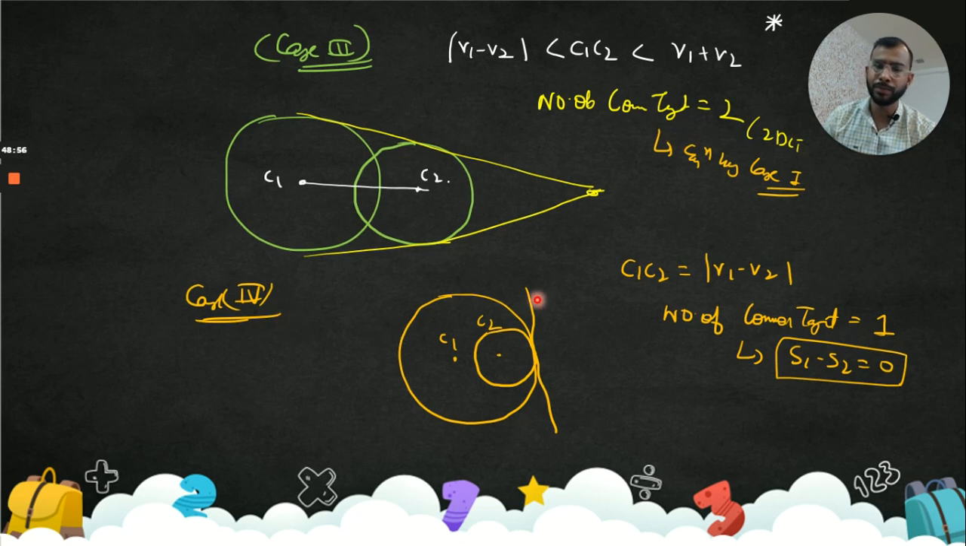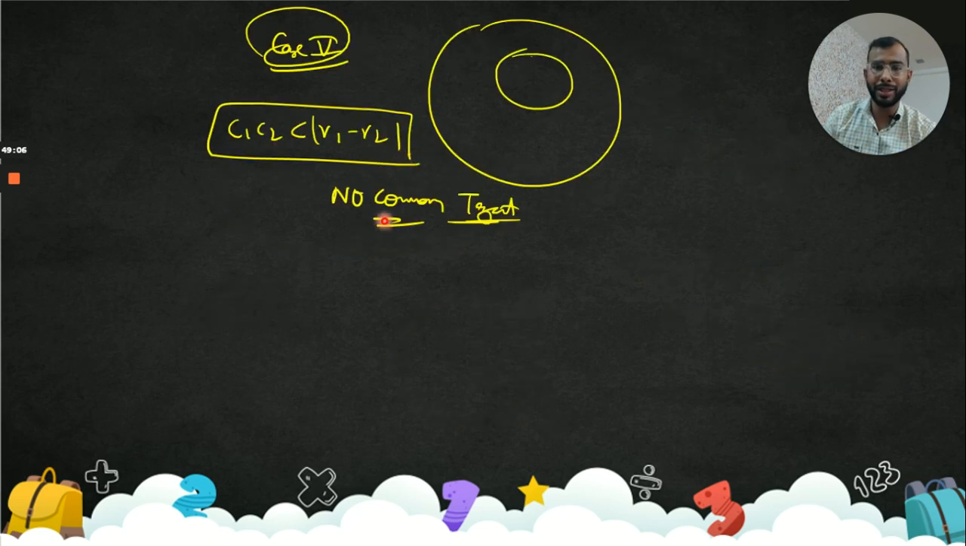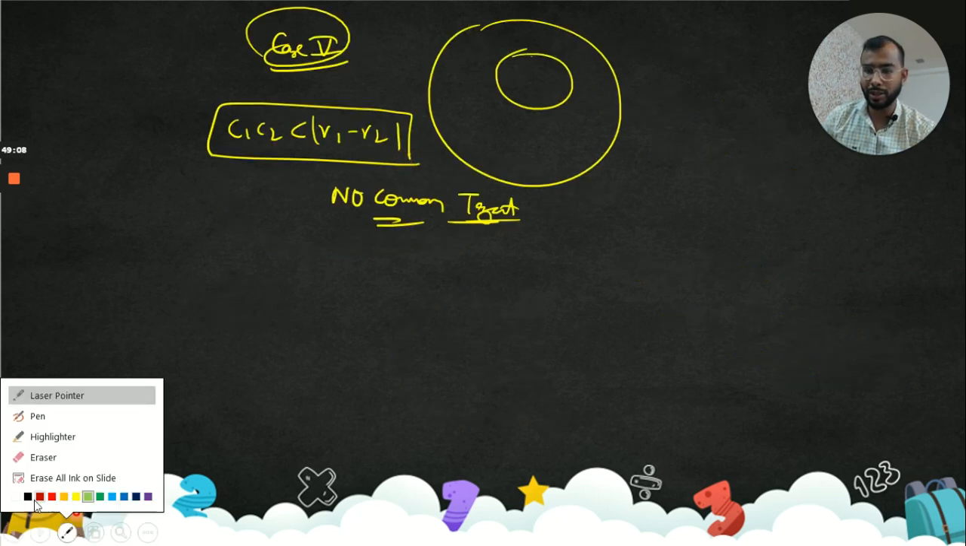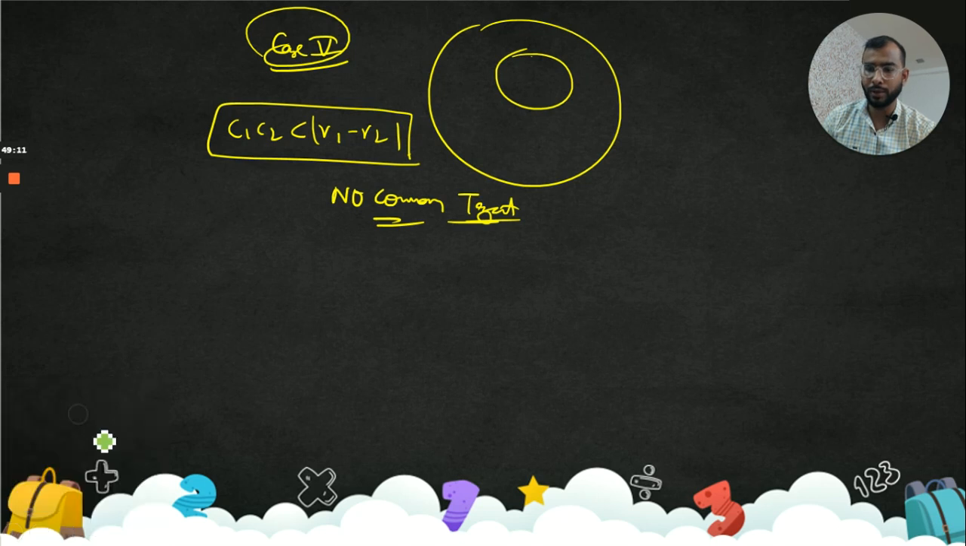Case 4, S1 minus S2 is 0. C1 C2 is equal to R1 minus R2 mod. And this is a very important condition: C1 C2 is less than R1 plus R2 but greater than R1 minus R2. Last case is this. Okay, let's quickly take the SLQ.